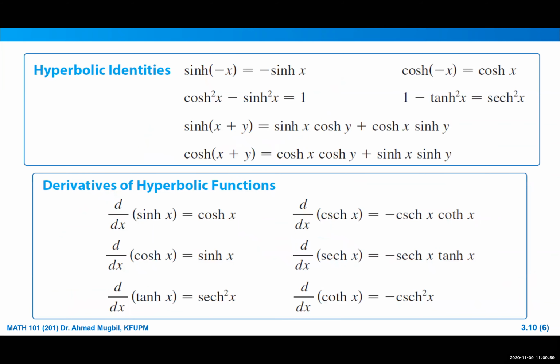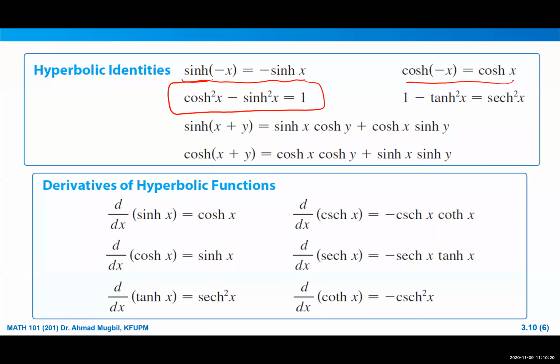Now the hyperbolic identities. This is why they relate them to sine and cosine. They have noticed that sine hyperbolic is odd, and cosine hyperbolic is even, similar to sine and cosine. But look at this identity. It is not the same as what we have in the trigonometric functions, so be careful.